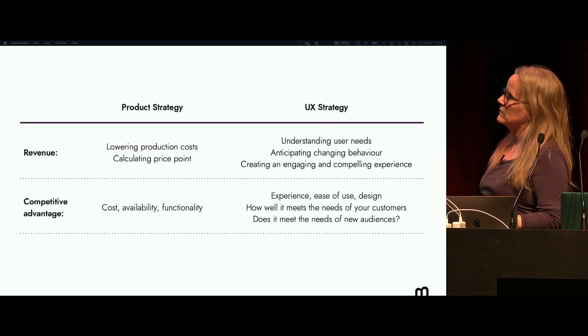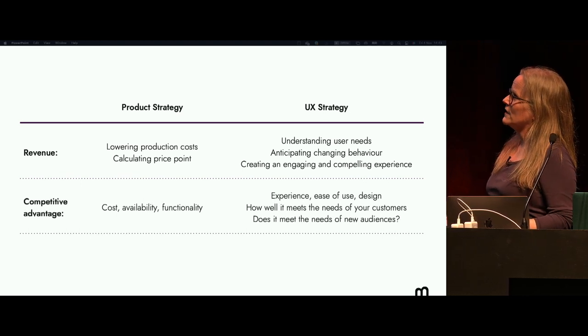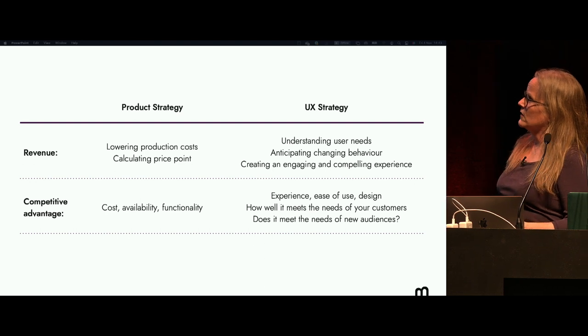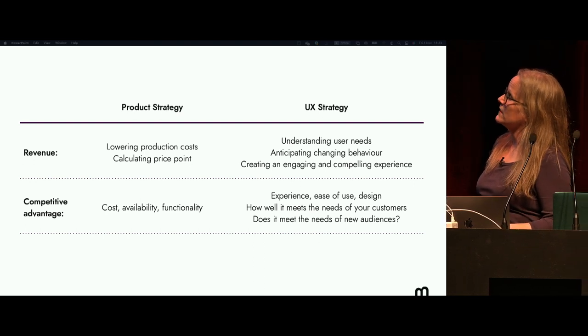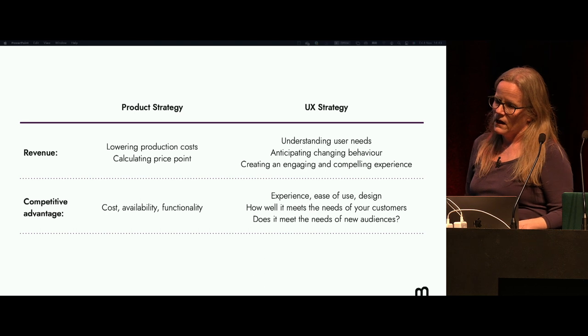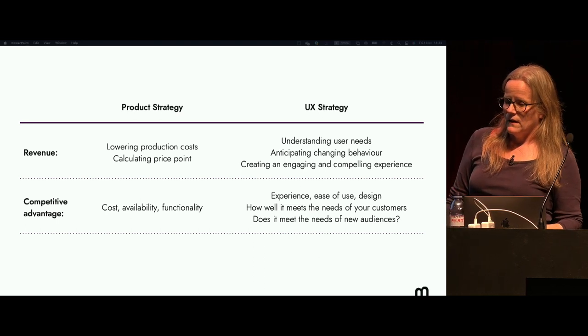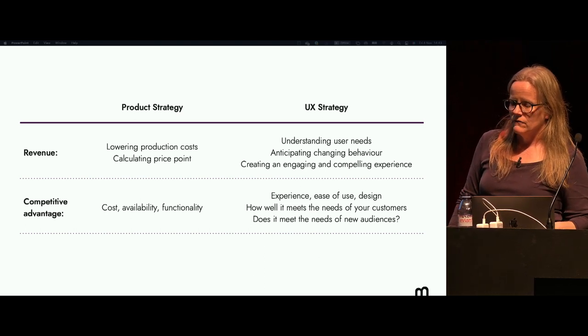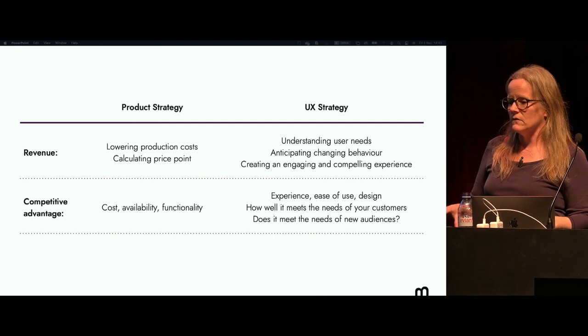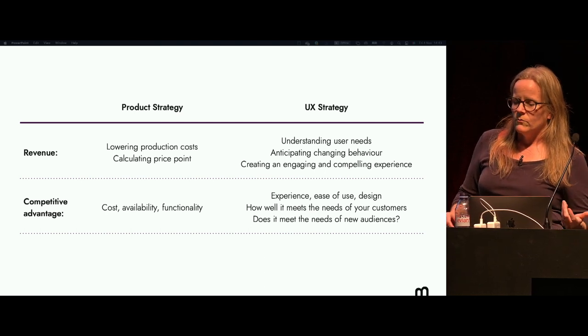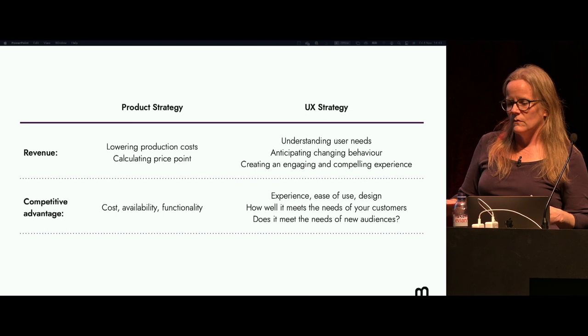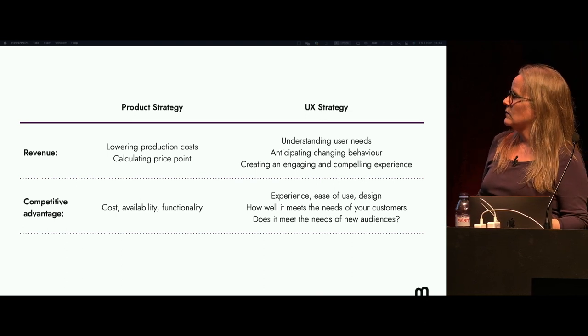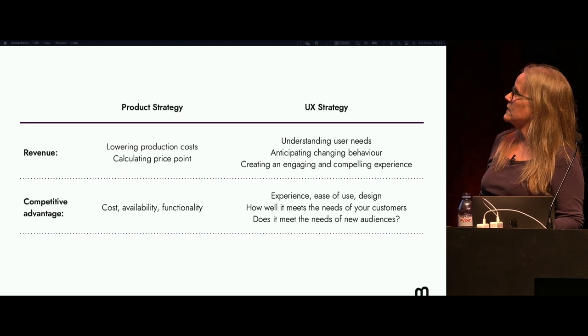And competitors, always important in creating a strategy. Product, looking at cost, availability and functionality. And UX strategy, again, looking at the experience, the ease of use. So really focused on the customers, but working with the product strategy to make sure that it's a balance, it's a two-sided thing to achieve success for your product or your business.